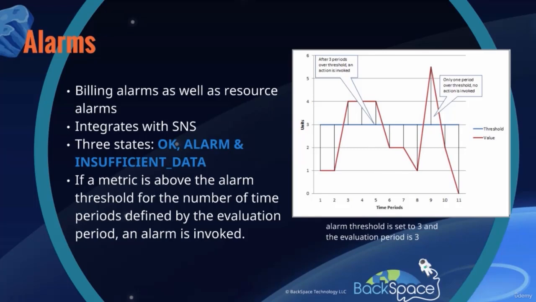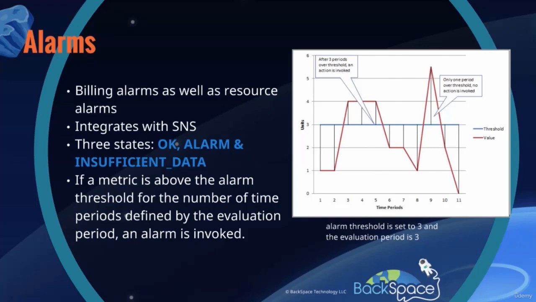For example, you may have a CloudWatch metric that is monitored every 10 minutes. So for the first 10 minutes, there will be no data for that CloudWatch alarm. So the alarm will show insufficient data until it gets that data coming in. When you create an alarm, you define an alarm threshold and an alarm evaluation period. If a CloudWatch metric is above the alarm threshold for the number of time periods that you have defined by that evaluation period, then the alarm is invoked.